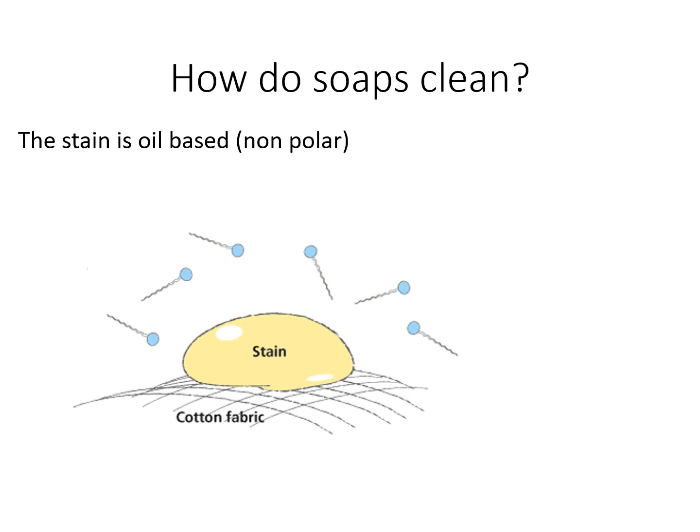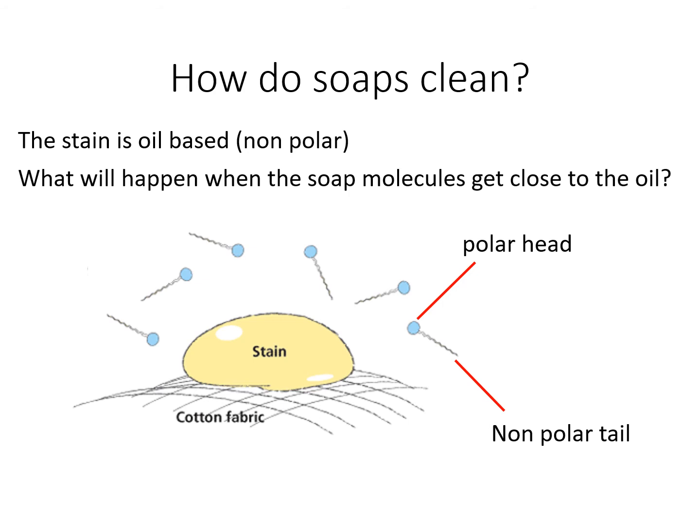So we've got an example here whereby we have a stain, and the stain in this case is oil-based or grease or whatever. But the point is that it is non-polar, and on this diagram it's on a cotton fabric, but it could be on your pots and pans or your hands or whatever it is. It doesn't really matter. Our soap molecule here has got two sections, as we've already said. We've got a polar head and we've also got a non-polar tail.